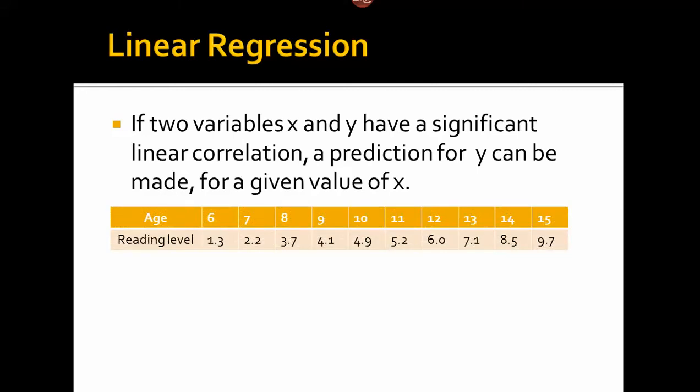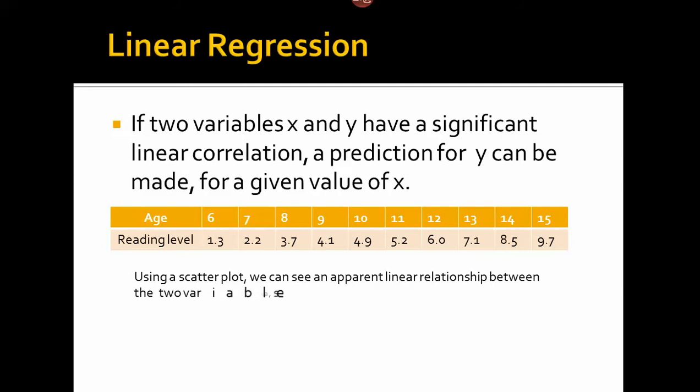So we're going to go back to another set of x and y values where we have age and reading level. And we're going to look at the scatter plot, and if we look at that, we can see an apparent linear relationship between the two variables, age and reading level.